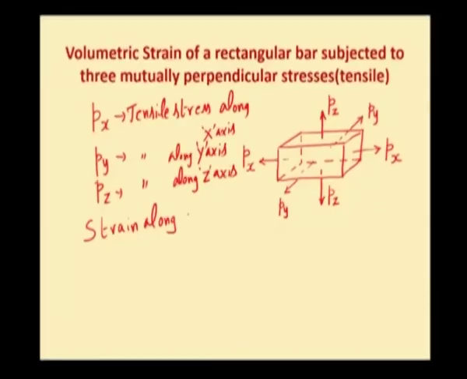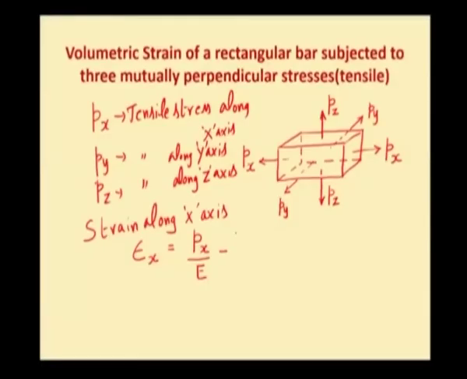The induced strain along x axis will be given by epsilon suffix x, which will be px divided by E, where px is the tensile stress acting along x direction and E is the Young's modulus of elasticity, minus py divided by m E. Actually, this term will be 1 by m into py by E.